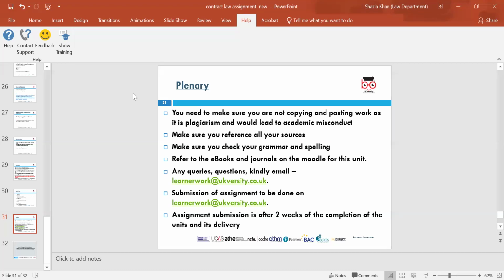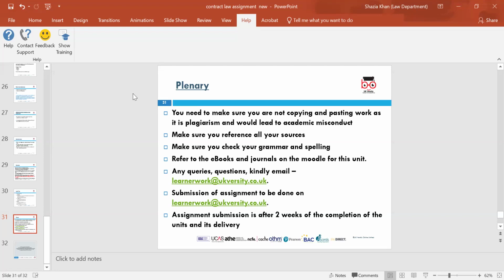Make sure you refer to ebooks and journals on Moodle for this unit. Any additional reading you've got on Moodle, please refer to that. There will be additional sources. There may be additional cases that you need to refer to. Make sure you're referring to that for any additional resources. Each of the learning outcomes is recorded, so if you need to go on and listen to all that, it's all recorded. And this assignment discussion is also recorded for you to go on if you want to refer back to something.